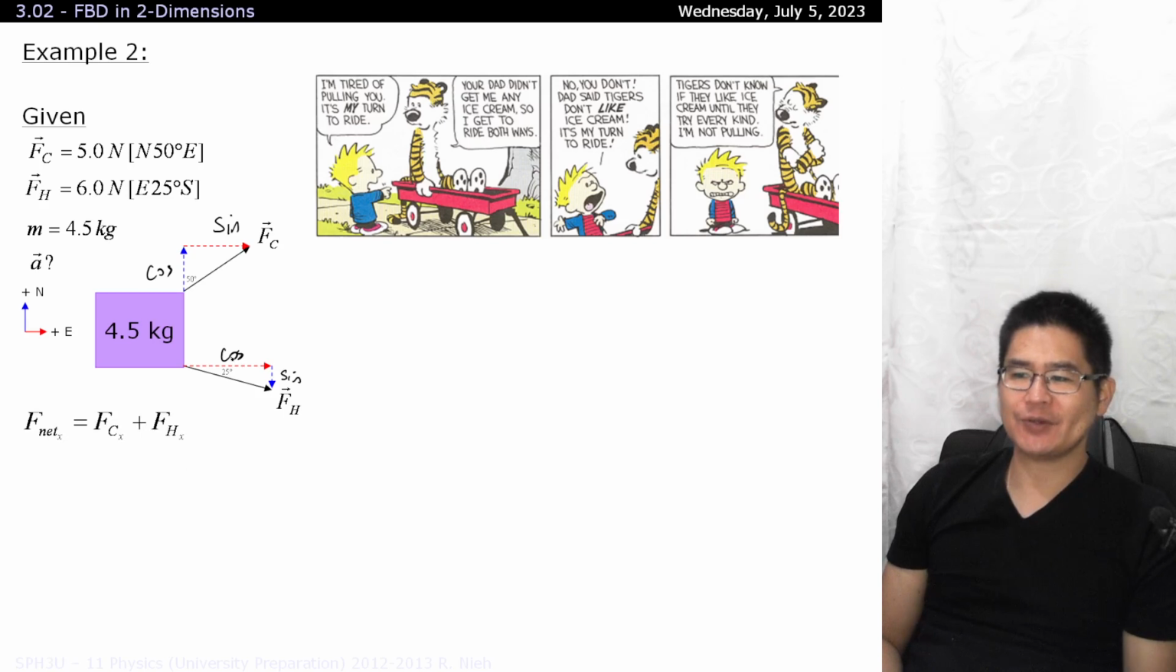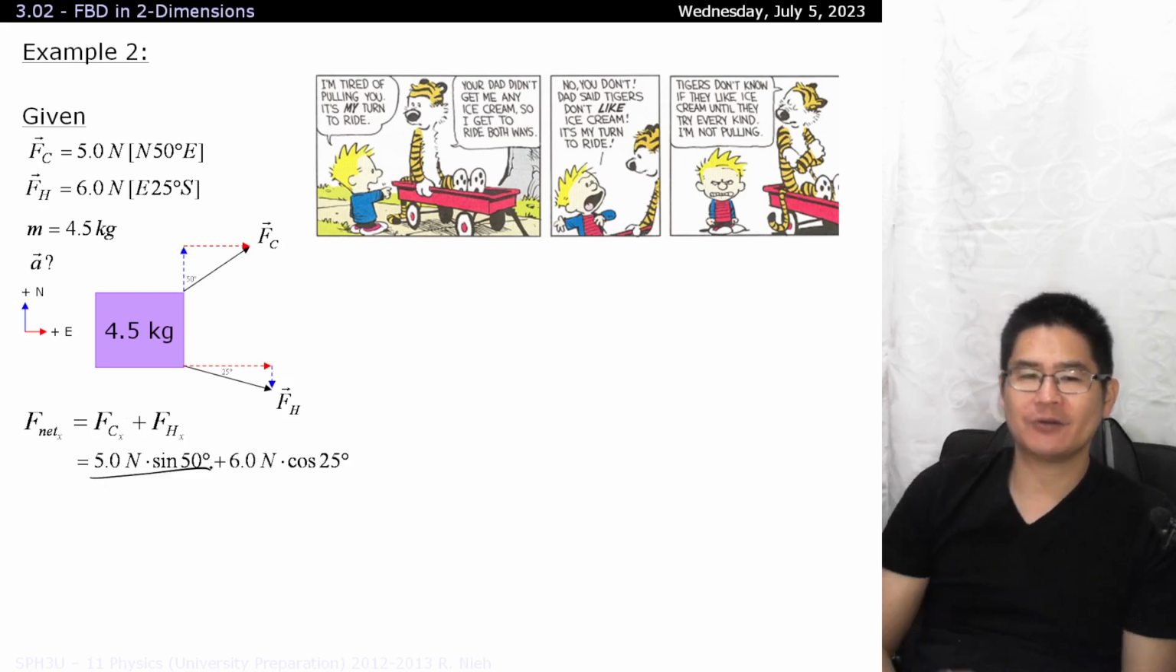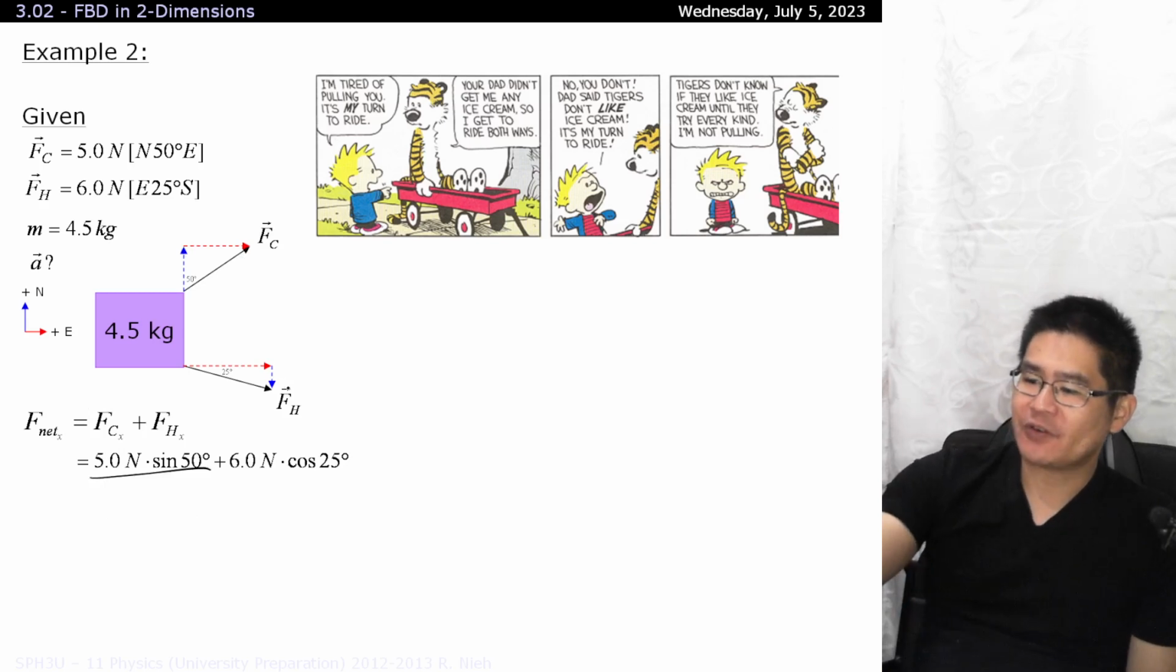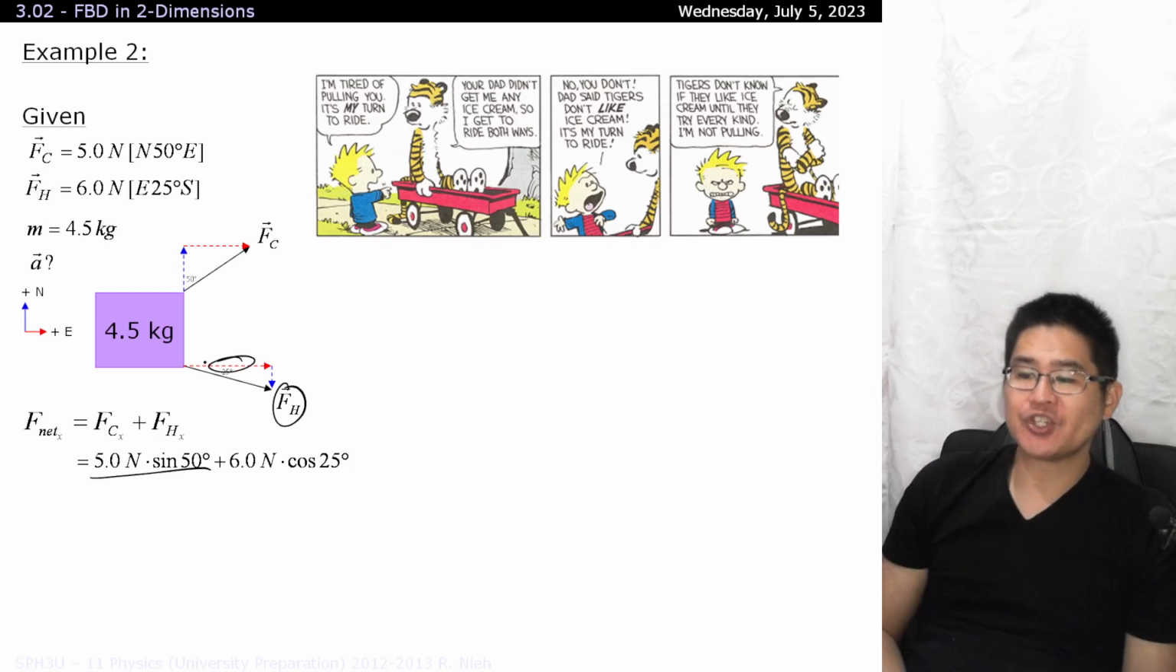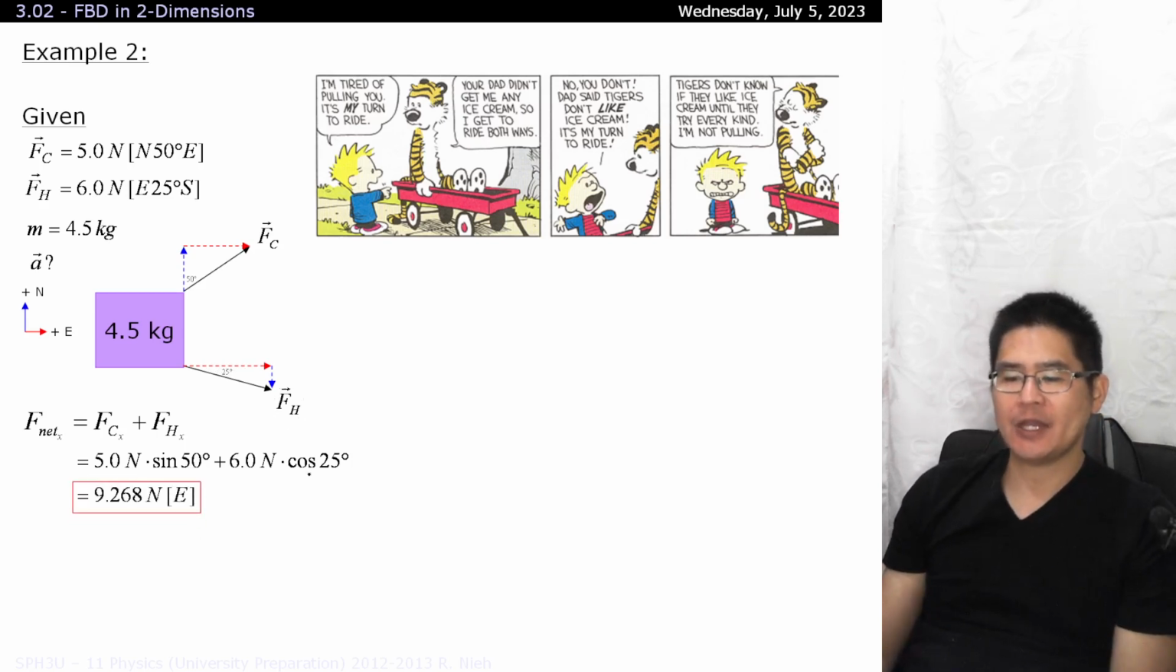Now let's start solving things out. F net x is equal to FCx plus FHx in the x dimension. Remember the shortcut from the last unit? All you have to do is multiply the hypotenuse by either sine or cosine. That's it. So as for Calvin, the horizontal component is opposite of the 50 degrees. So to solve for FCx, we're going to multiply our 5 newtons by the sine of 50 degrees. Like so. I know it's all pre-animated out. As for Hobbes, the horizontal component is adjacent to 25 degrees. And as it's adjacent, that's why we're going to multiply by the cosine of 25 degrees. Crunch it out with your calculator, and you'll get to the answer here.